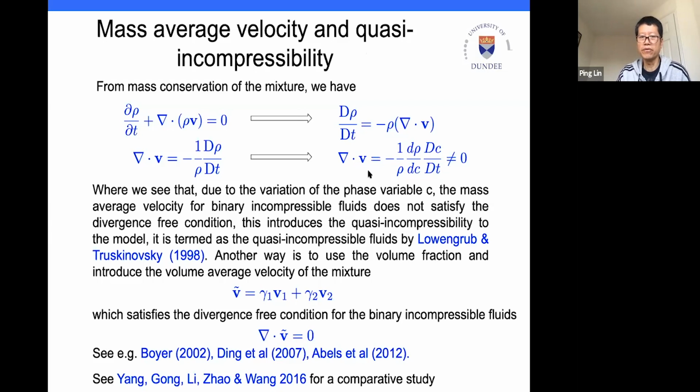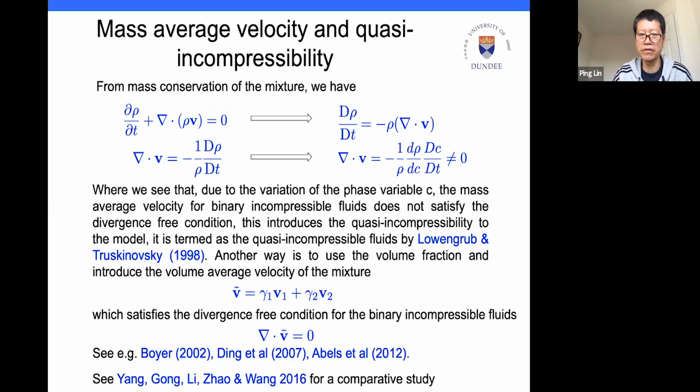These are based on ideas done a long time ago by Lowengrub and Truskinovsky, in a famous paper for the phase field model. But there are people who try to get divergence free conditions because we are considering incompressible flow, and then they define the velocity in the mixture using the volume fraction. Here we define the velocity by mass average, but if you define it as a volume average, then you get divergence free.